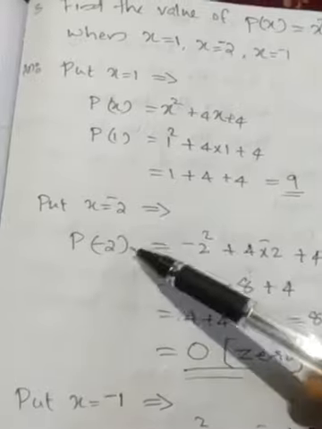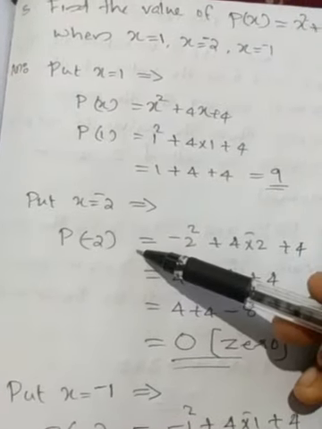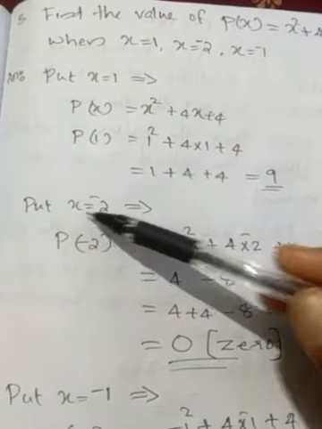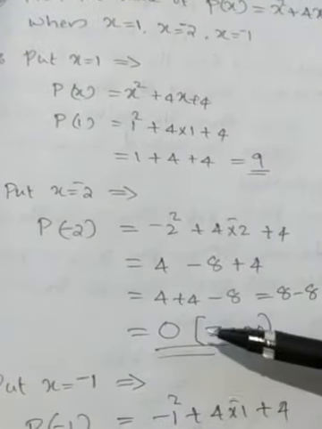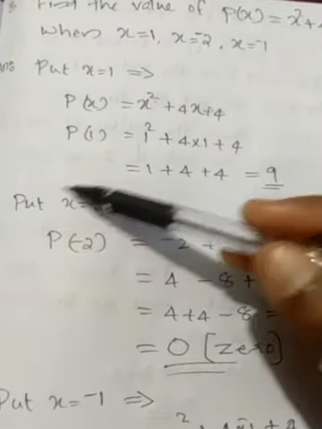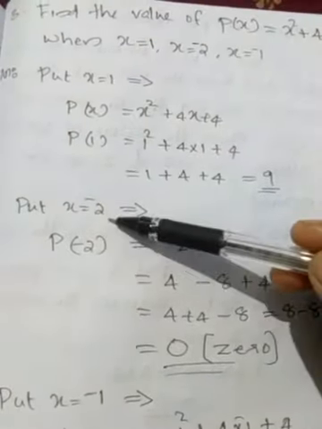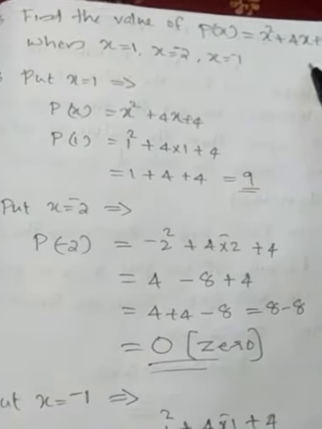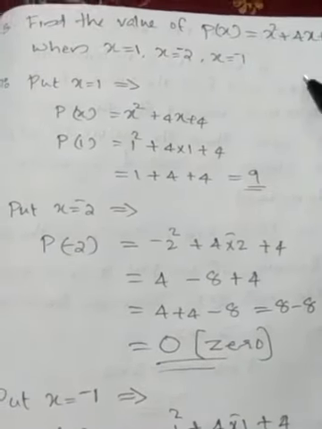You know students, this is a special case of value in the polynomial. If we give a value for x and at that time you get the answer 0, then you can say x equal to minus 2 is the zero of this polynomial. Okay. Once again I am telling in Malayalam.